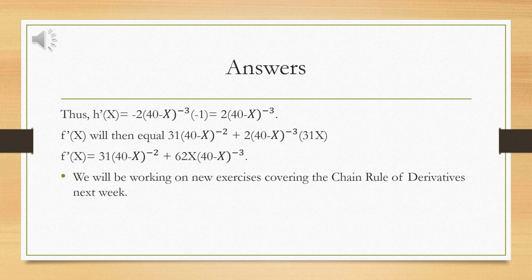f'(x) will then equal 31(40 - x)^(-2) + 2(40 - x)^(-3) × 31x. f'(x) will equal 31(40 - x)^(-2) + 62x(40 - x)^(-3).